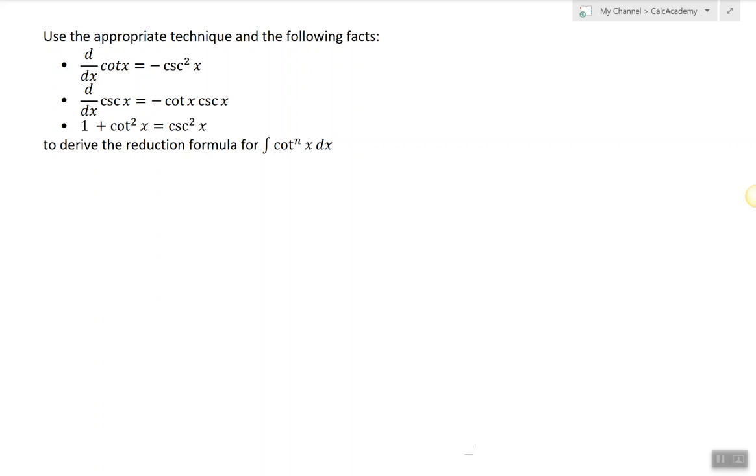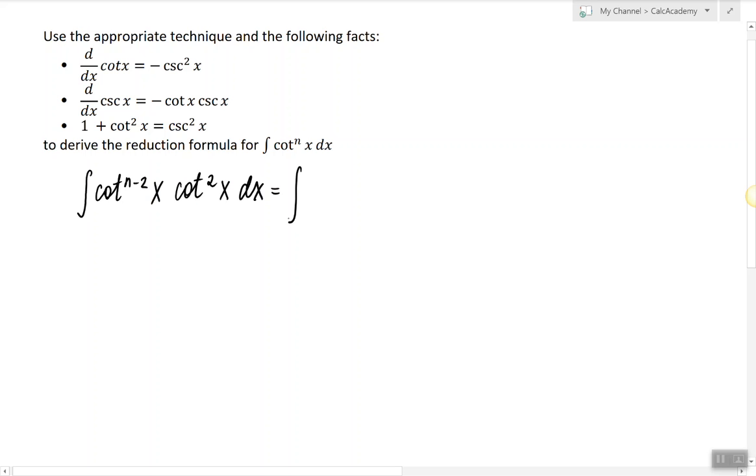In this video, I will show how to derive the reduction formula for the indefinite integral of cotangent x to the power n. First of all, this formula will only work when n is large enough, and we start by taking off two cotangents away from the cotangent to the power n.